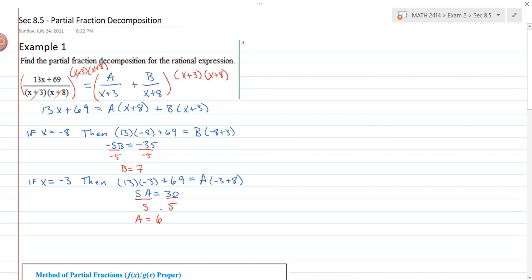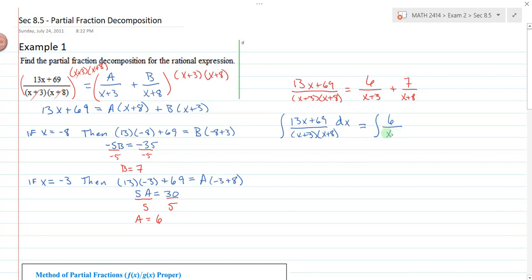So that means that the partial fraction decomposition of 13x plus 69 over x plus 3 times x plus 8 is going to be equal to 6 over x plus 3 plus 7 over x plus 8. And why is that useful? Well, because if I asked you to integrate 13x plus 69 over x plus 3 times x plus 8 dx, I could say that that's equal to the integral of 6 over x plus 3 dx plus the integral of 7 over x plus 8 dx.